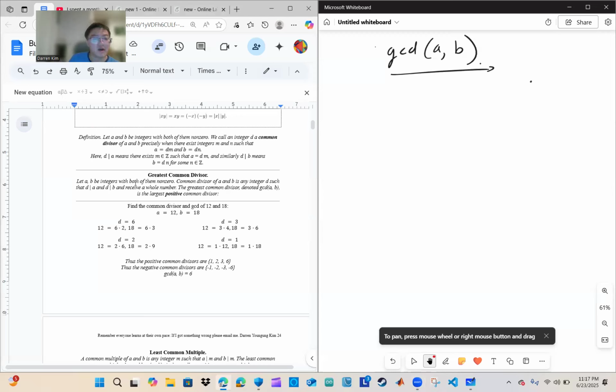And the greatest common divisor: let A and B be integers with both of them non-zero. A common divisor of A and B is any integer such that this whole thing gives a whole number. The greatest common divisor, denoted GCD(A, B), is the largest positive divisor.